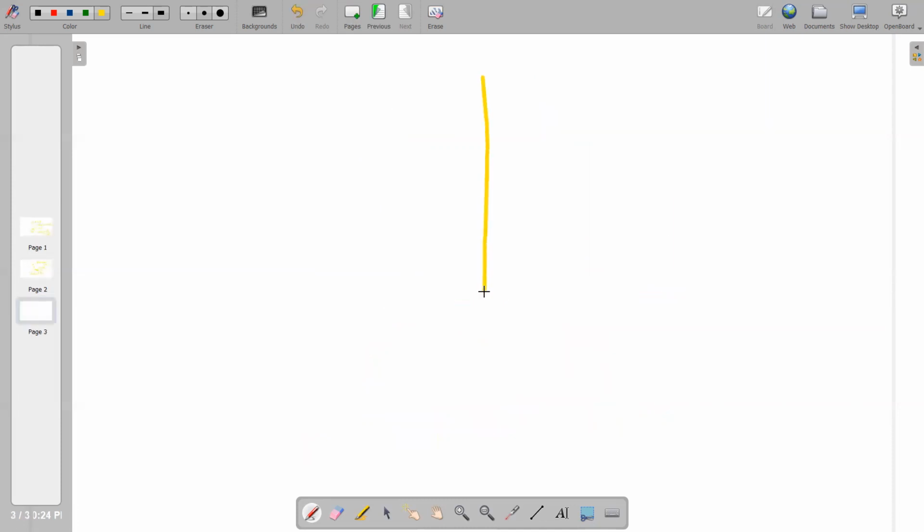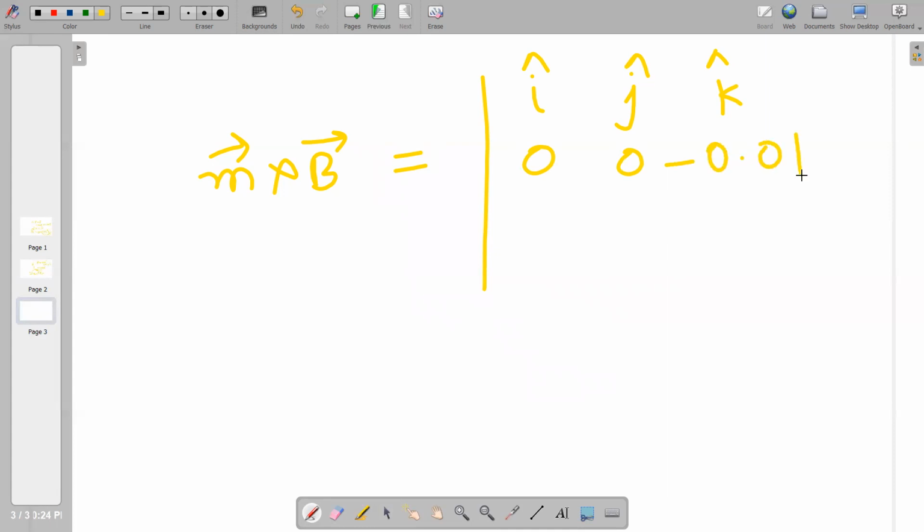So cross product between M and B is given by this matrix i, j, k, and then we write M. M is 0, 0, and minus 0.01. And magnetic field is 0.433 i cap, j cap is 0, and k cap is 0.25.